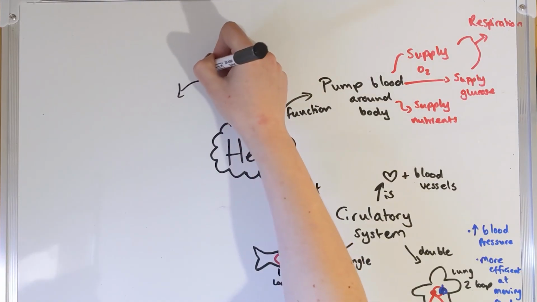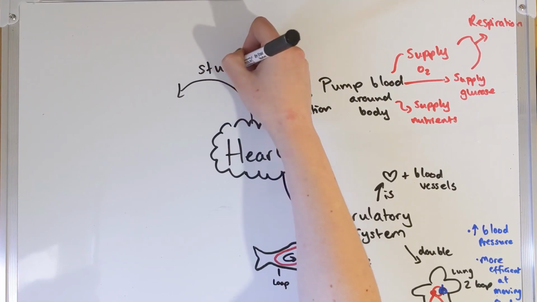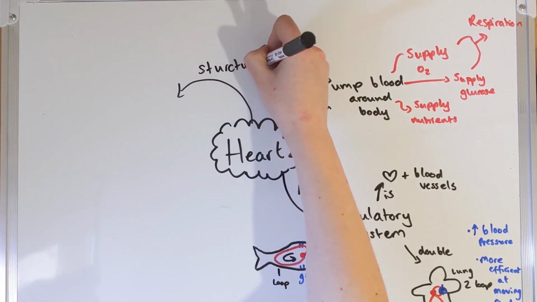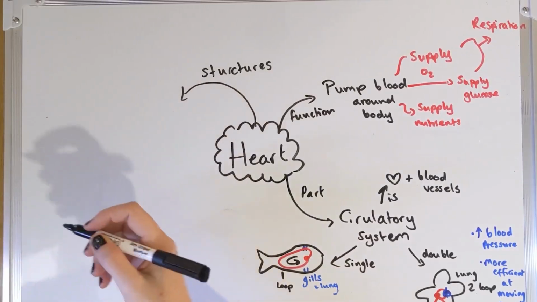Right, now comes my favourite bit, which is drawing the heart itself. So if we have a little bit up here that talks about structures. Now, if you look in a book, you'll find really complicated diagrams that show the actual anatomy, the actual shapes the heart are, but you can really simplify it down by drawing it as a box.